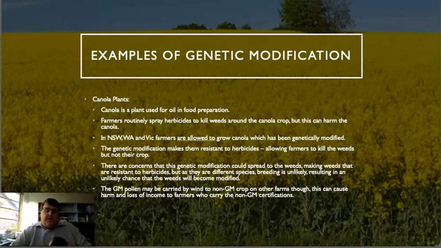The problem is that herbicides will also kill and harm the canola. Farmers want to get rid of the weeds, because the weeds are stealing the nutrients from the soil and the resources that the canola needs to grow, but to kill the weeds they risk losing some of the stock they're going to sell. So in New South Wales, Western Australia and Victoria, the government passed rules that farmers are allowed to grow a genetically modified version of the canola plant. That genetic modification makes them resistant to herbicides. So you can spray the weeds with herbicides, but the canola won't die because it has a gene that makes it resistant to herbicides.